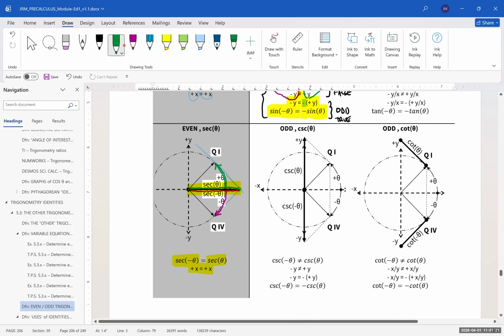Okay, that's it for describing odd and even trig functions. Let me know if you have any questions.